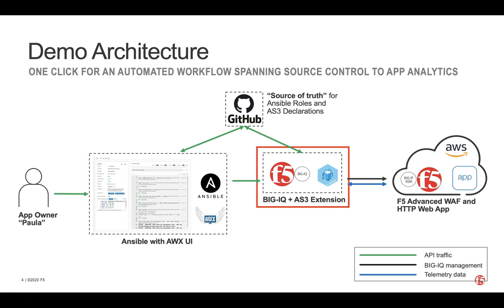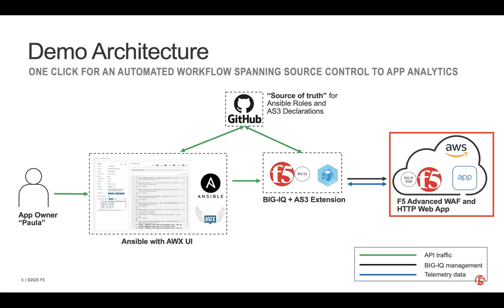BIG-IQ, F5's centralized management, visibility, and reporting platform for holistically controlling your BIG-IP estate. Application Services 3 extension. Based on powerful declarative APIs, AS3 is F5's robust open-source automation solution that makes provisioning F5 application services simpler and more programmatic. BIG-IP Advanced WAF, F5's flagship application security solution. In this demo, we'll be using Advanced WAF to add security services to an HTTP web app.